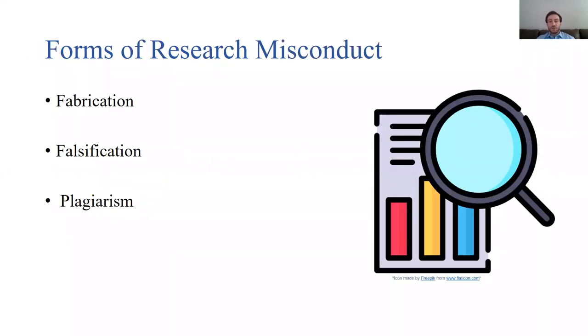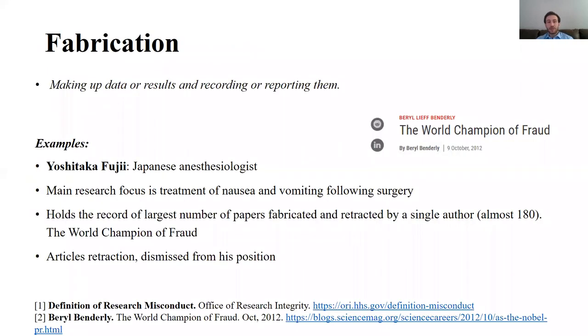So there are three forms of research misconduct: fabrication, falsification, and plagiarism. And we'll start with fabrication. So fabrication is making up data and results that don't exist. An easy example of that is just publishing a paper when you didn't do the study at all. It's different from falsification, which we'll talk about later, but fabrication is just making up your results and publishing a paper about that, although no study has happened.